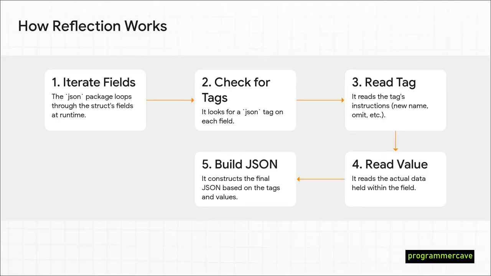So how does this magic actually work? It's a concept called reflection. When you tell the JSON package to process your struct, it doesn't know anything about your user type ahead of time. So at runtime, it inspects it. It goes through each field one by one, looks for those sticky note tags, reads the instructions, then reads the actual value from the field, and uses all that information to construct the final JSON output. It's basically a program examining its own structure to figure out what to do.